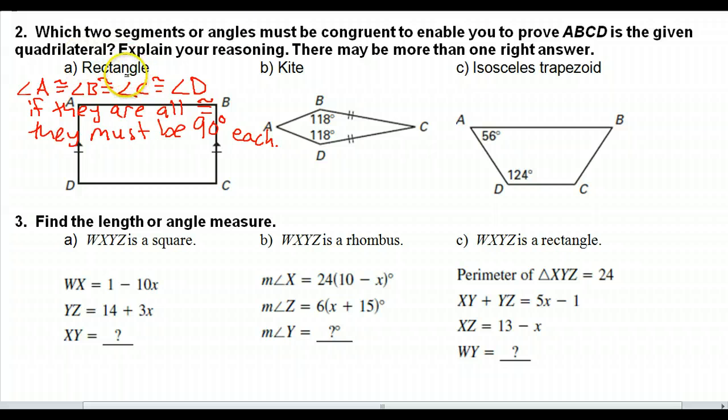Or we could use the special property of a rectangle. Do you remember what the special property of a rectangle is? Let me change colors for this. The special property for a rectangle is that the diagonals have to be congruent. So this parallelogram will be a rectangle if the diagonals are congruent.